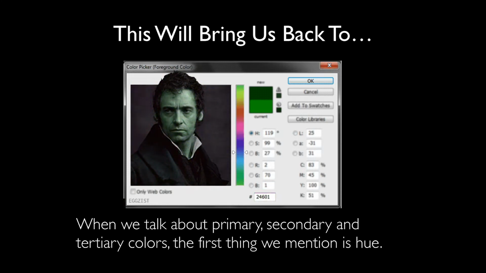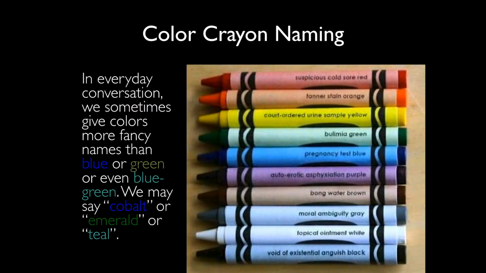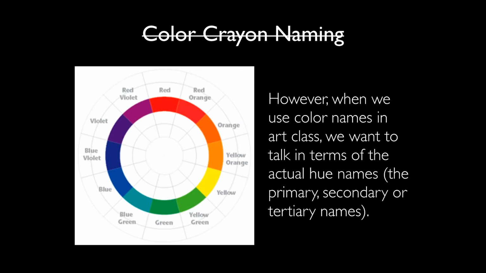When we talk about primary, secondary, and tertiary colors, the first thing that we mention is what hue are they? So in everyday conversation, sometimes we give colors more fancy hue names than blue or green, or even something like blue-green. Sometimes we say things like cobalt or teal or aquamarine. You could give a color any name in your imagination in everyday conversation. But in art class, we always want to talk about colors in terms of the actual hue names, sort of the primary, secondary, tertiary names whenever possible.